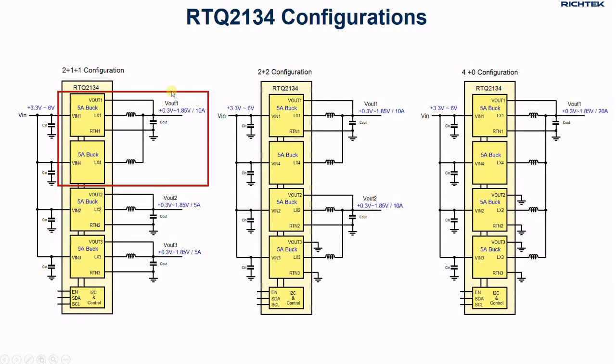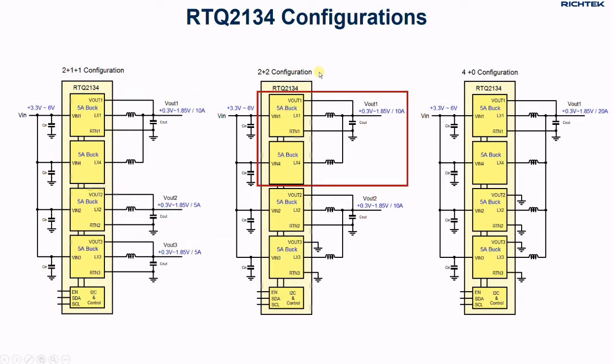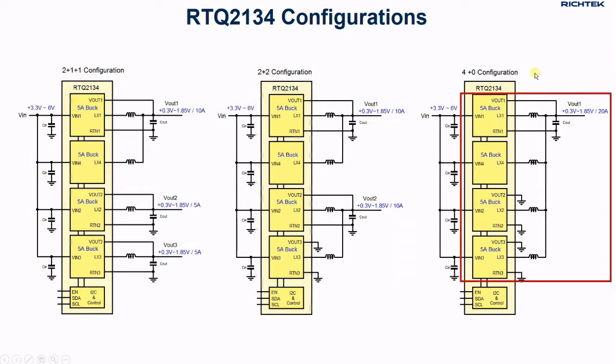2+1+1, where 2 5 amp channels are combined into one 10 amp channel; 2+2, where 4 5 amp channels are combined into 2 10 amp channels; 4+0, where the 4 5 amp channels are combined into one 20 amp channel.